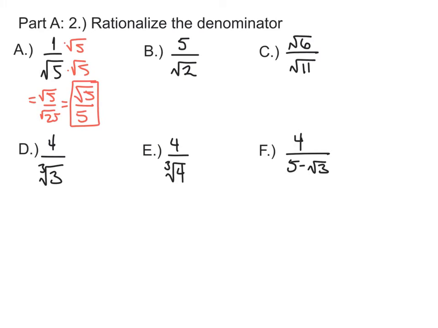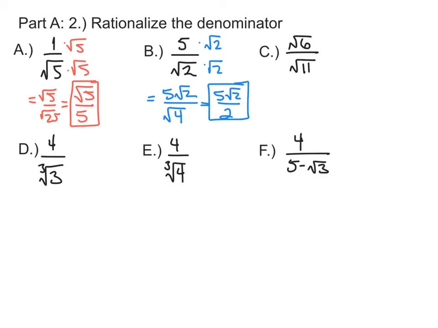Similarly, in part B, I'm going to multiply numerator and denominator by the square root of 2. So 5 root 2 over square root of 2 times square root of 2 is the square root of 4, and the square root of 4 is just 2. So my fraction will simplify to 5 root 2 over 2.